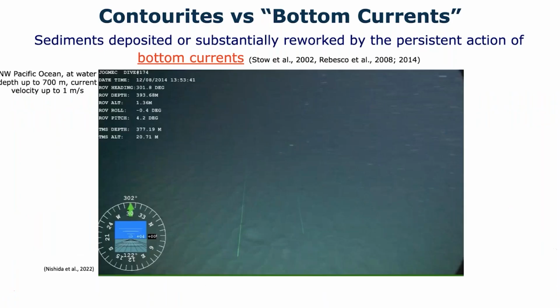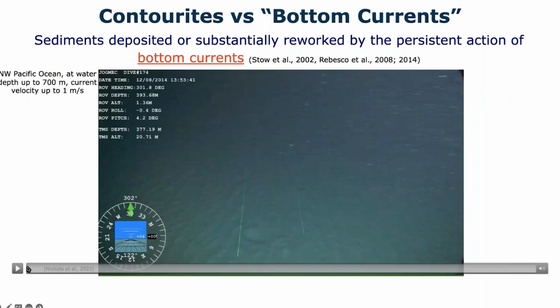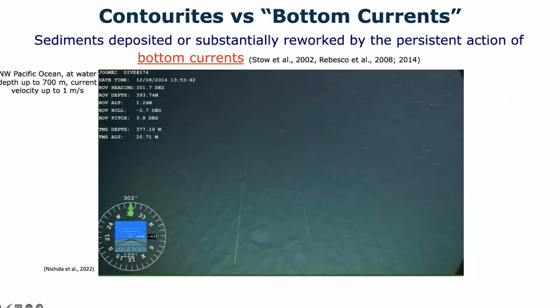But what about the modern-day definition, the definition that we are using at present? We use the concept of contourites for those deposits that have been deposited or substantially reworked by the persistent action of bottom currents. We don't use benthic currents, we use bottom currents. This is a definition from Rebesco and Stow in different publications. Here you can see bottom currents in the Northwest Pacific Ocean at around 700 meters. By the way, the facies are very sandy.